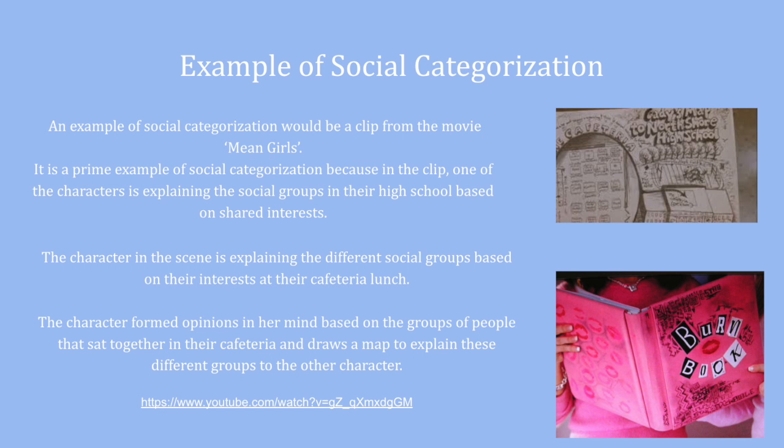So the first example of social categorization will be a clip from the movie Mean Girls. I believe it's a prime example of social categorization because in the clip, one of the characters is explaining the different social groups from their high school based on their shared interests. The character in the scene is explaining the different social groups at their cafeteria lunch. The character basically formed opinions in her mind based on the groups of people that sat together in the cafeteria and draws a map to explain these different groups to the other character. In the next slide, we will go ahead and watch this clip so that you can get a better glimpse of social categorization.